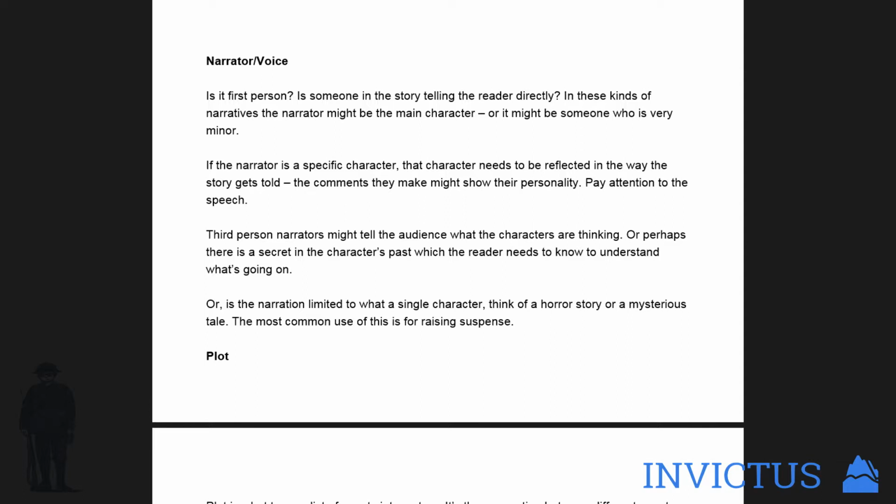Personally, I like these types, but it's very hard to get right because you may make it too cheesy, or it has a very high potential to go wrong because you may over narrate.